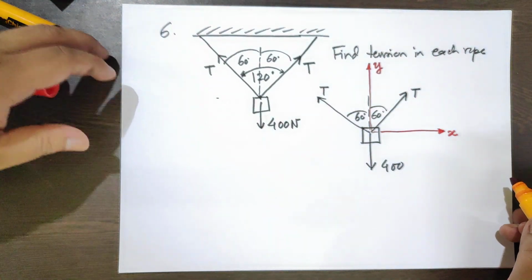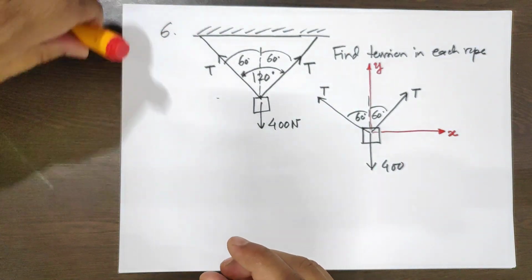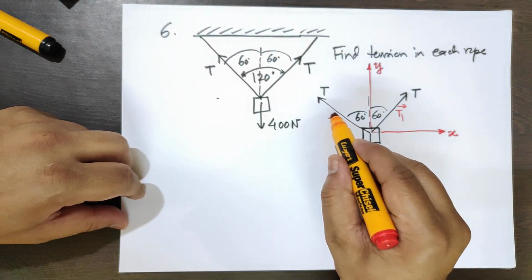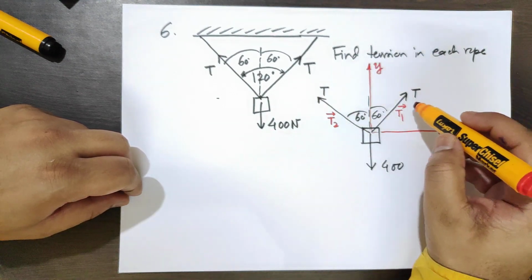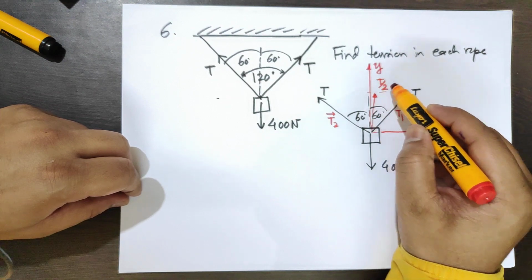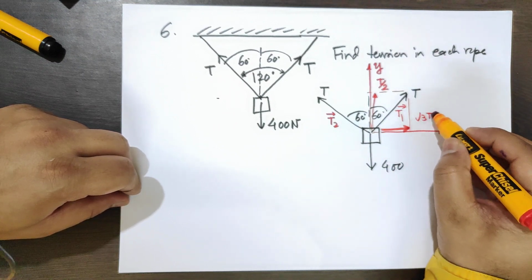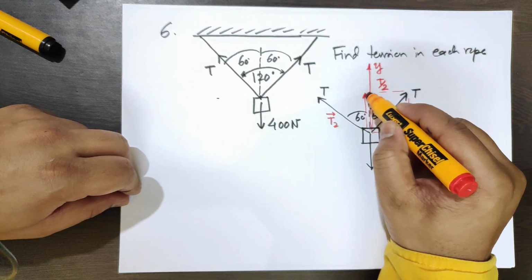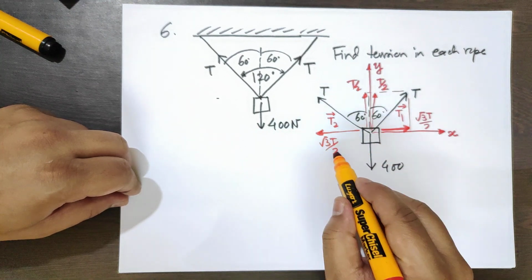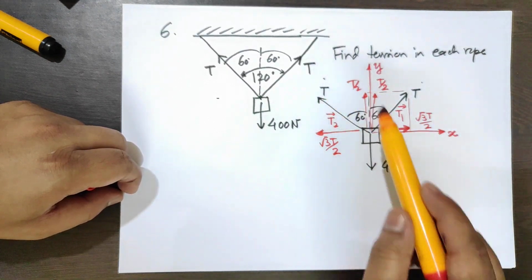Take X and Y. This vector, vectorially, is T1, and vectorially this is T2. How do you write T1? This component is T cos 60, T by 2, and this component is root 3 T by 2. That's again T by 2, and this is root 3 T by 2. So the sum of these three forces is 0.